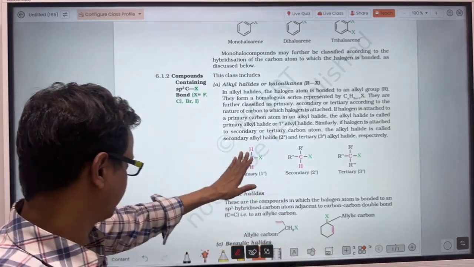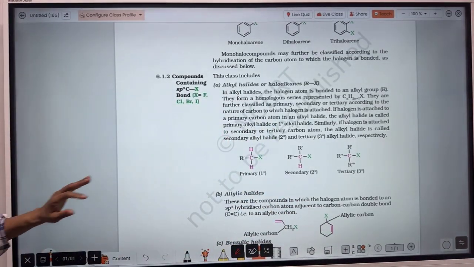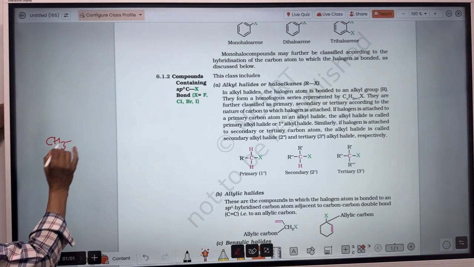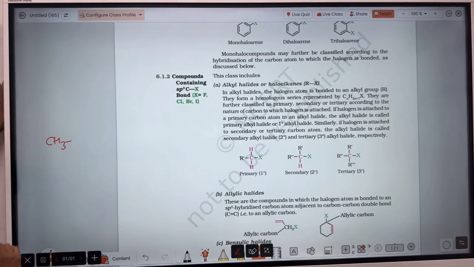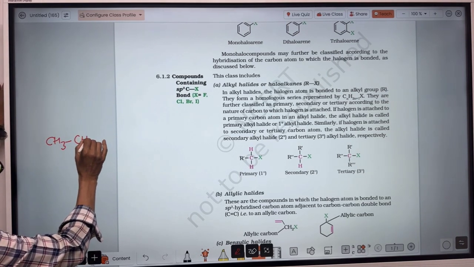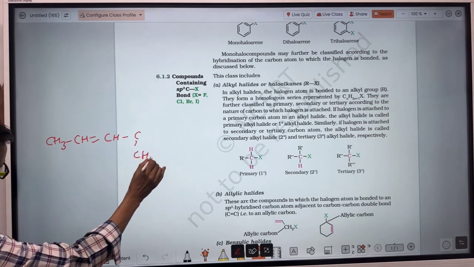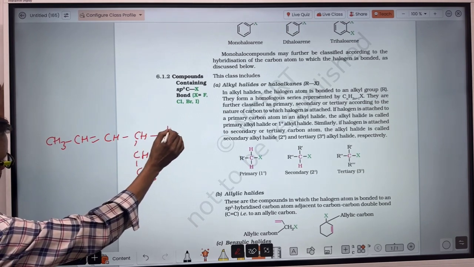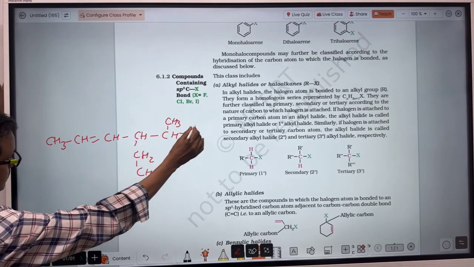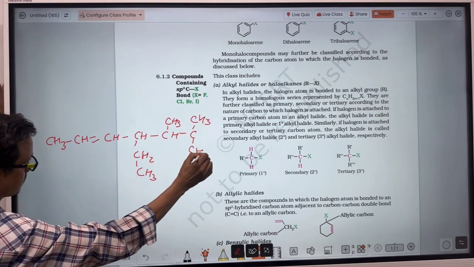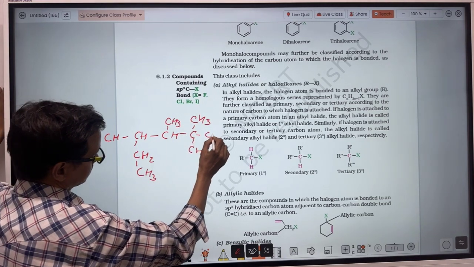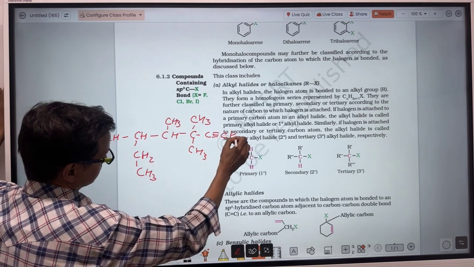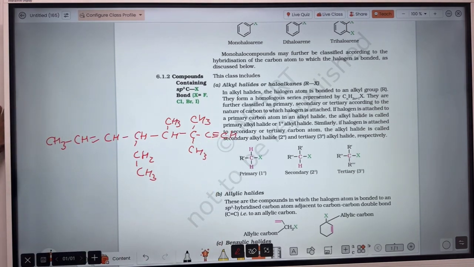As an example, suppose there is a compound. Primary, secondary, tertiary I shall also discuss here only. Let's see about this compound. Let's start from here.